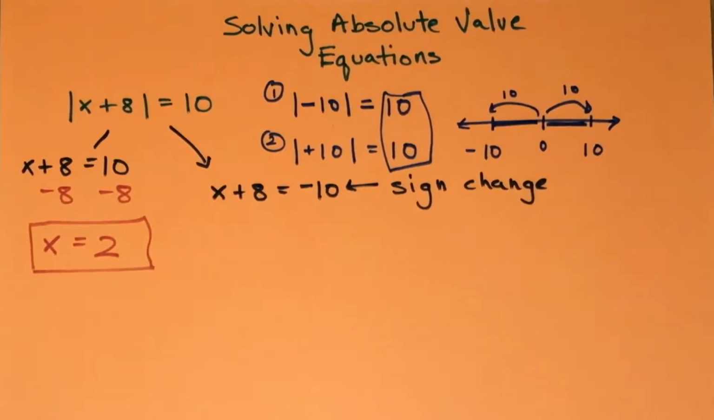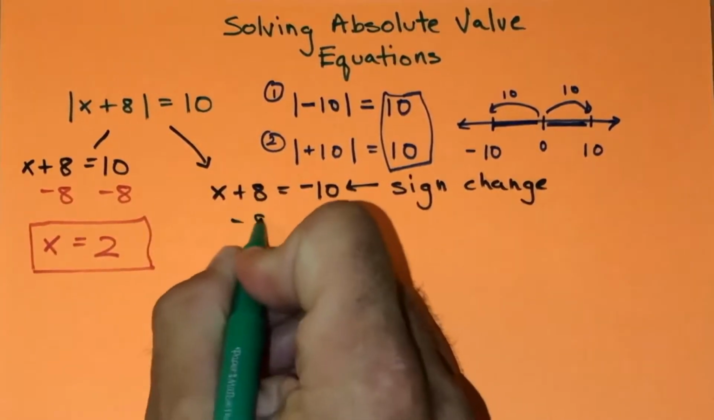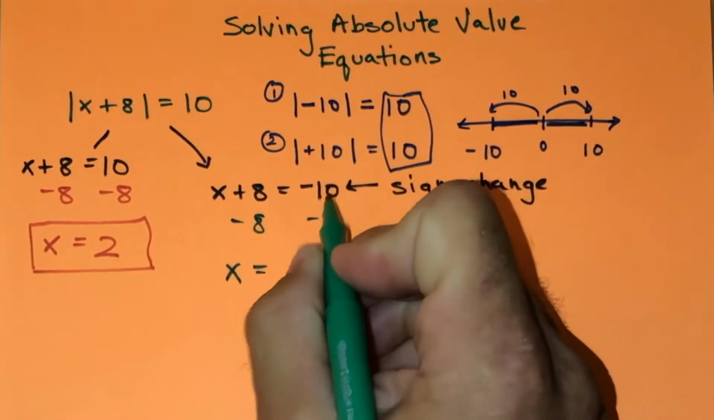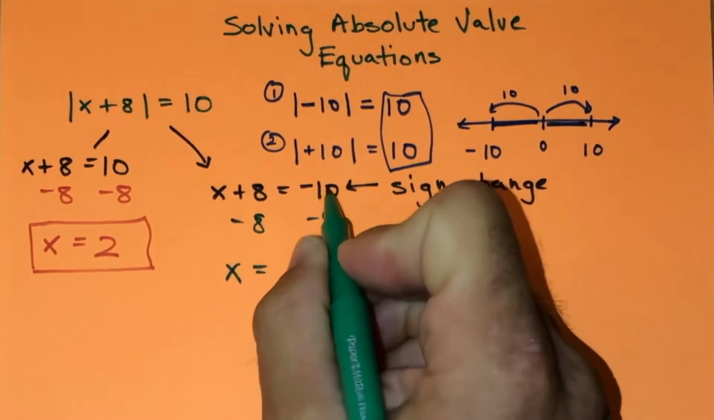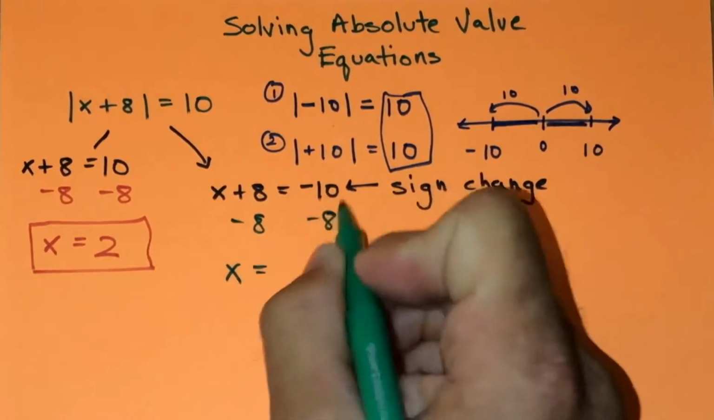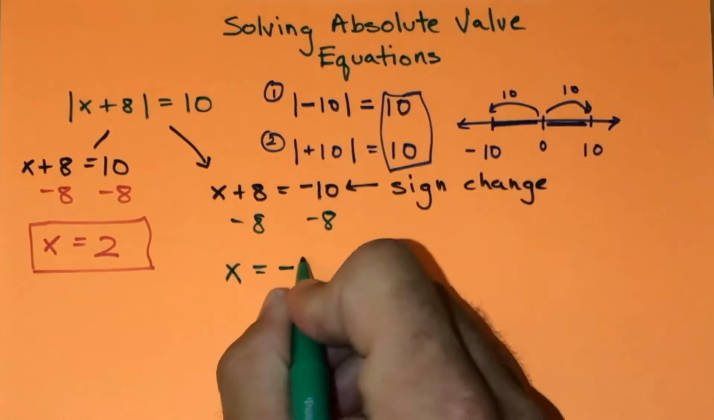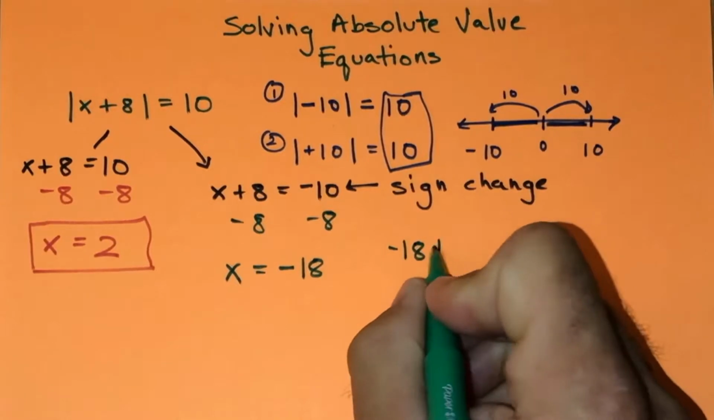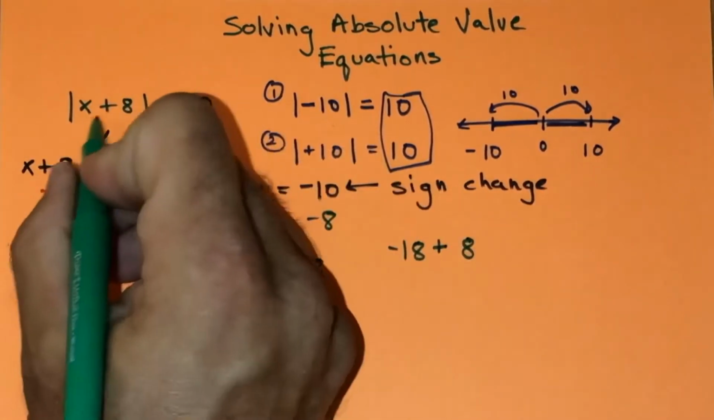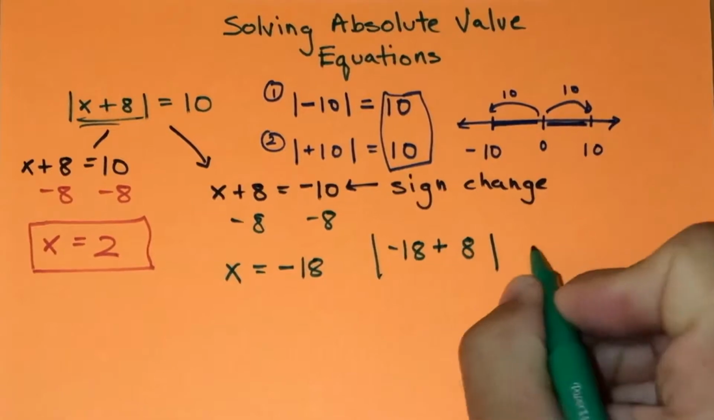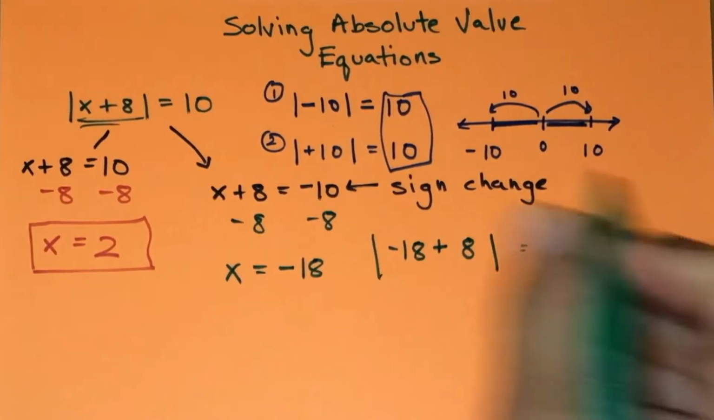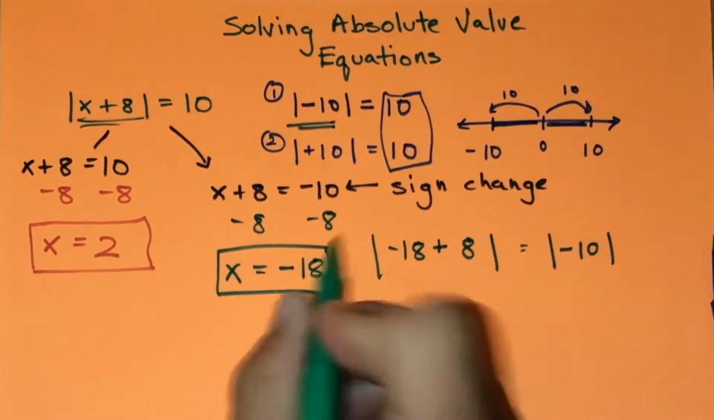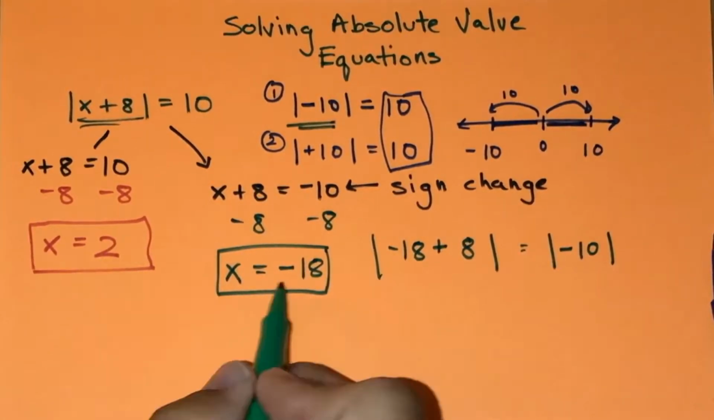Another, your other equation here, you're subtracting 8 from both sides. x is equal to, now remember, if you are combining two numbers of the same sign, you're basically adding to a total of that number. So I have a total of negative 18 here. And if I do negative 18 plus 8, like I have in the absolute value here, I would get that negative 10. And that is one of my answers I can use to get a 10. So my two answers for my absolute value equation are 2 and negative 18.